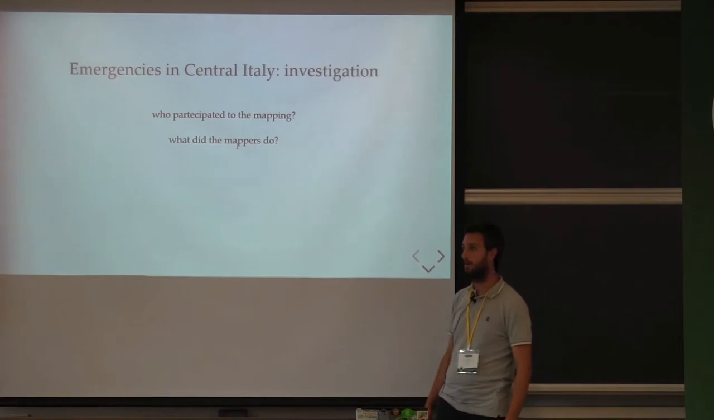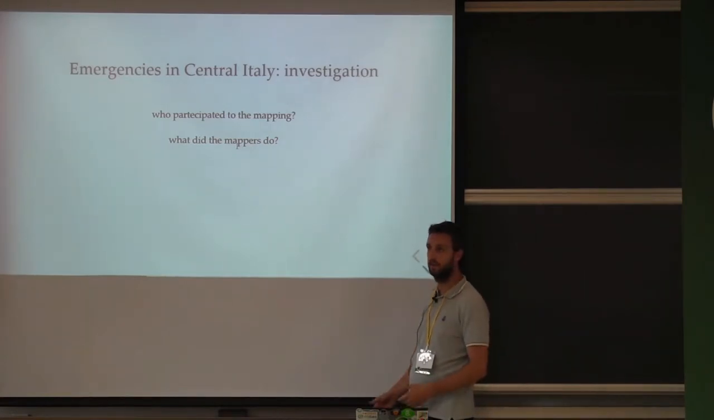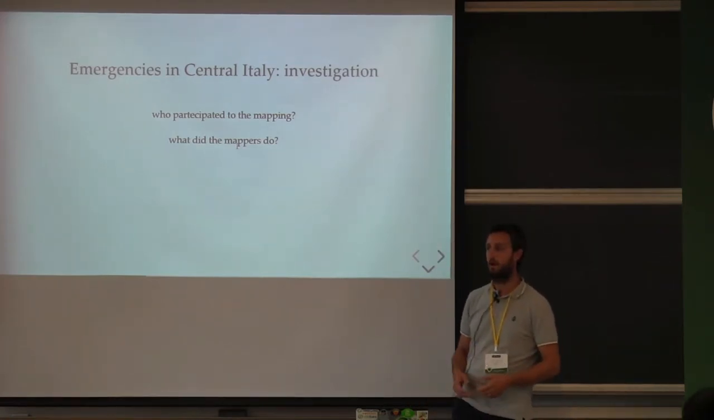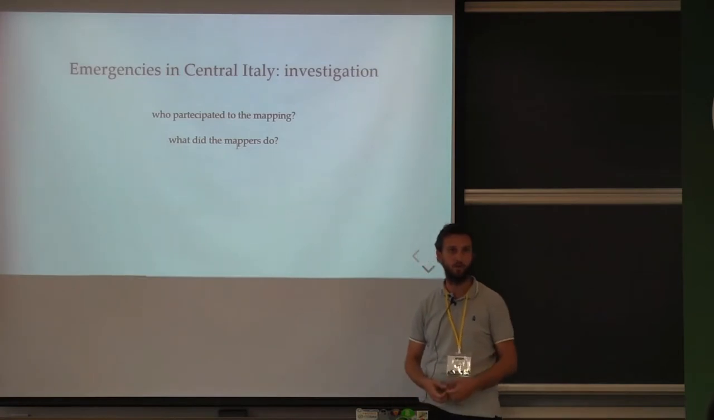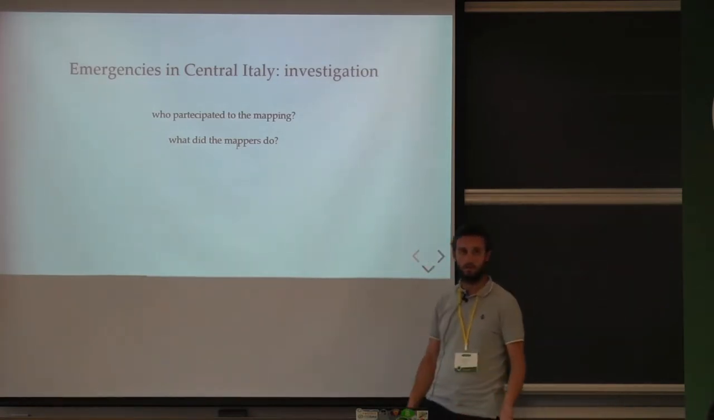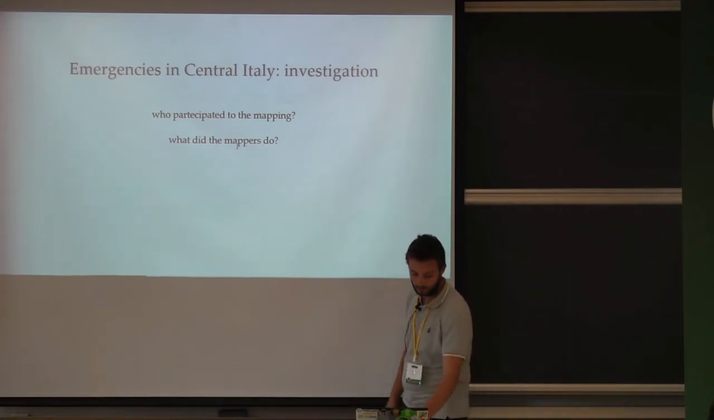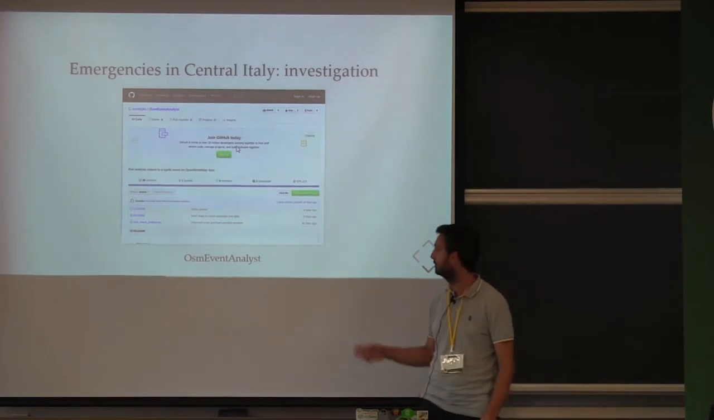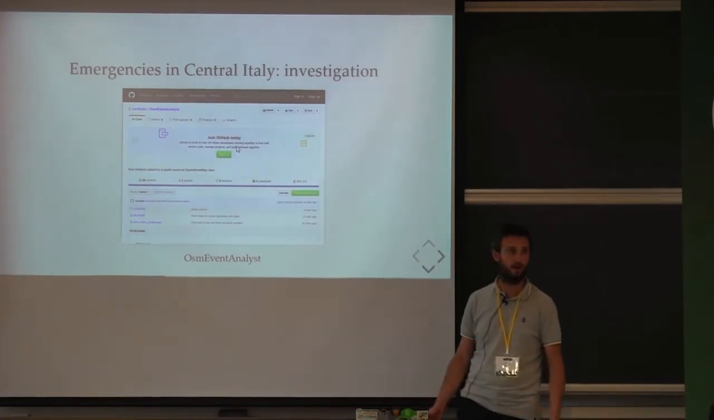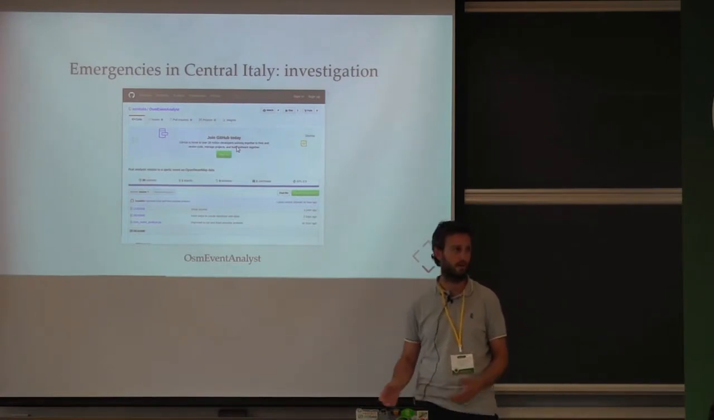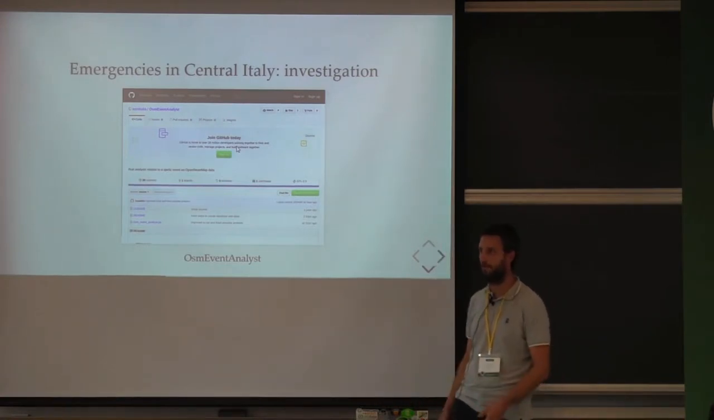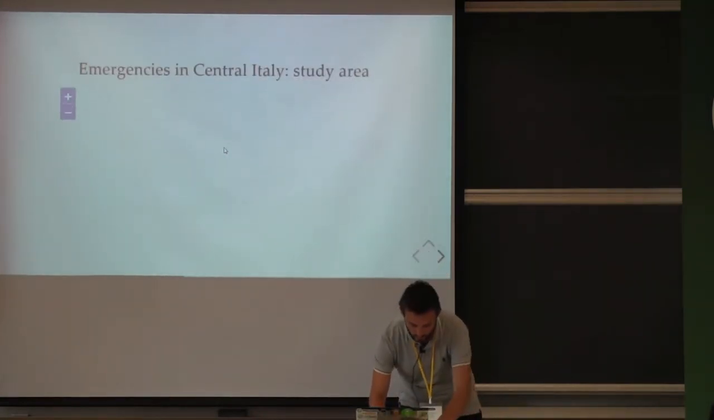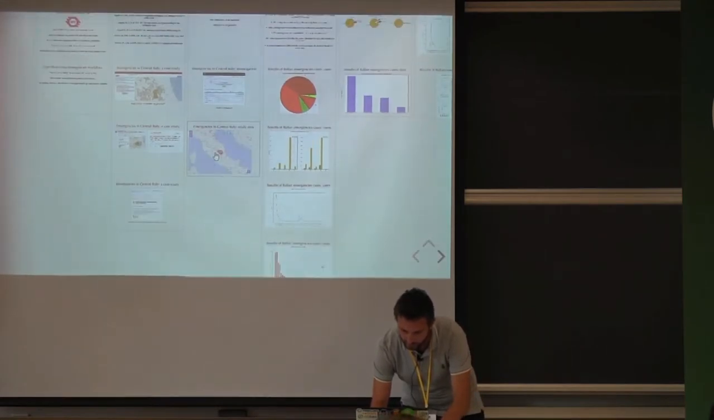So as the first step, we want to investigate what happened. Who are the mappers that helped to improve the data, and what did they do? We wrote a small piece of Python code called OSM Event Analyst, and you can reuse it for any kind of event, not only a disaster, also for example a mapping party.